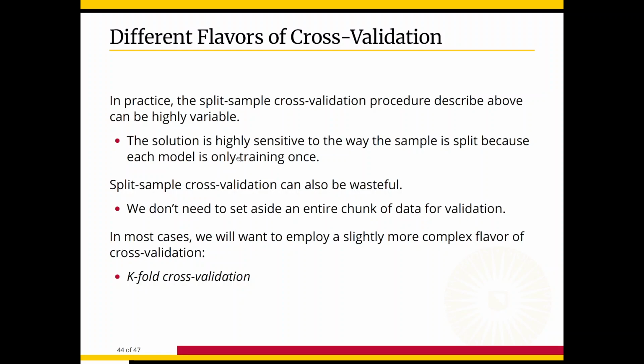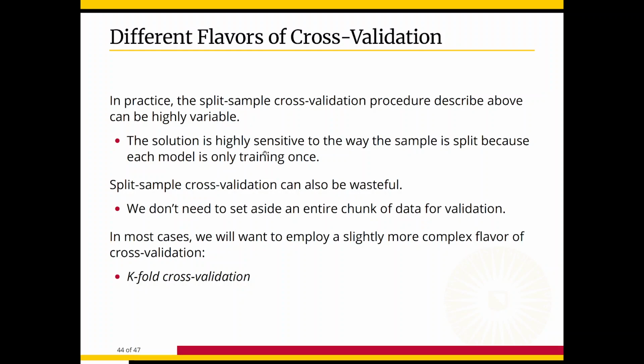And if we split the sample one way, we may get one answer. If we split the sample another way, we may get a different answer. In expectation, on average, if we were to split the sample over and over and over again, an infinite number of times, the average of the prediction errors would be the correct prediction error. It's an unbiased estimate of prediction error.